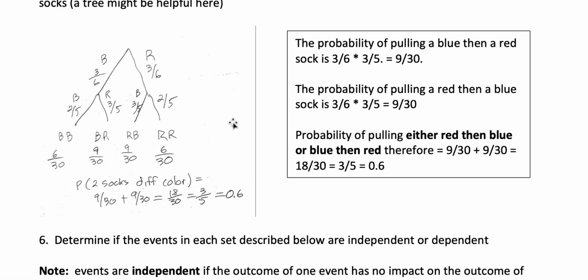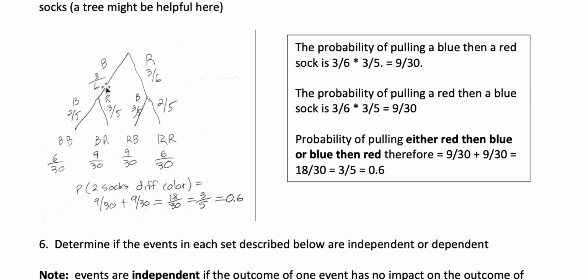With the socks, on the other hand, you can see that if I pull a blue sock out on the first pull, my chance of pulling a blue sock out on the second would be 2/5. On the other hand, if I pull a red sock out, my chances of pulling a blue sock out as the second would be 3/5. So because these probabilities are different, blue here is 2/5, here is 3/5, these are dependent. What happens with the first pull has an impact on what happens with the second.